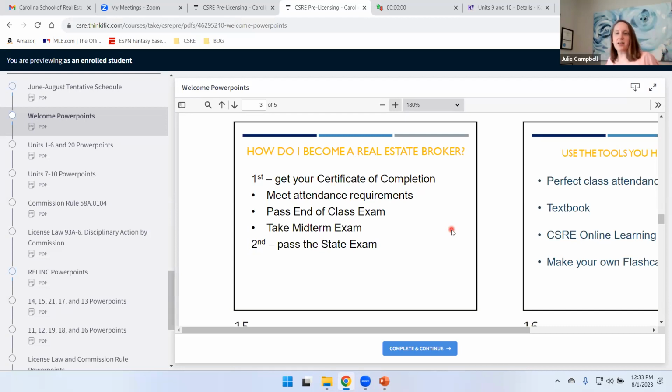Also, you have to pass the end of class exam. And then the third piece is you have to take the midterm exam. Attempting the midterm exam is mandatory. What does mandatory mean? Yeah, if I decide not to do it, I don't have to. Well, I can't make you do it, but here's the bottom line, guys. If you don't attempt it, you won't get your certificate of completion. So the midterm is mandatory.